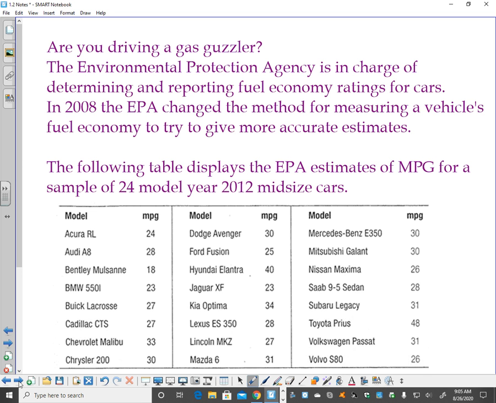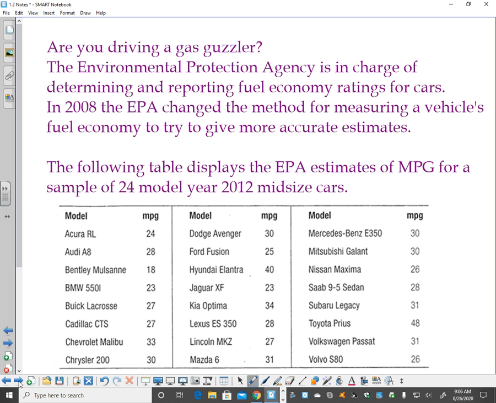Okay, are you driving a gas guzzler? The Environmental Protection Agency is in charge of determining and reporting fuel economy ratings for cars. In 2008, the EPA changed the method for measuring a vehicle's fuel economy to try to give more accurate estimates. The following table displays the EPA estimates of MPGs for a sample of 24 model year 2012 midsize cars.